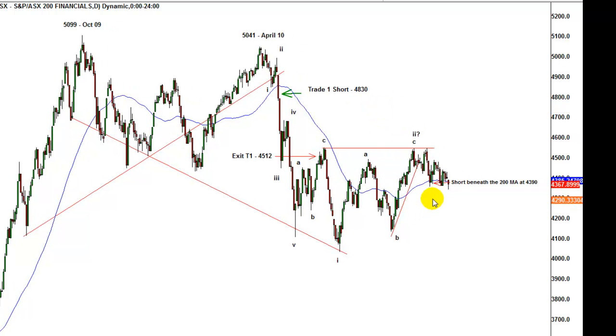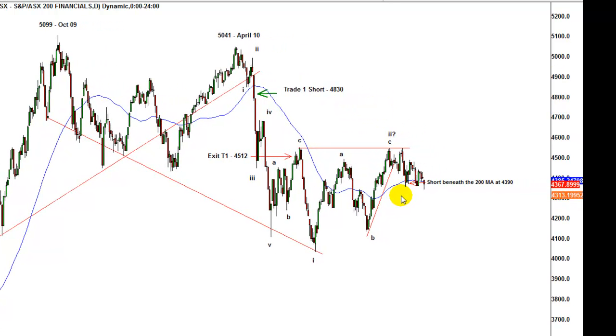Looking at financials, you can see the weakness that's occurring here in contrast to the materials, which had that triple top activity up here, and there's your previous high in October 09 and April 10, and the financials just has not gone with it. So we have to take heed of this.